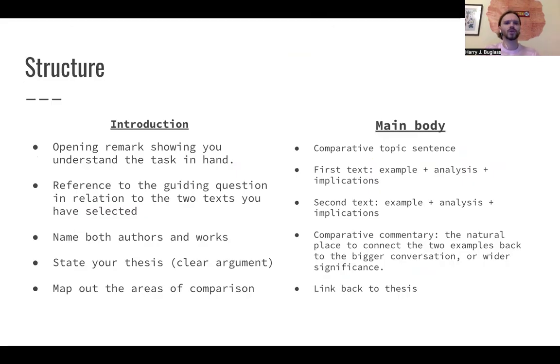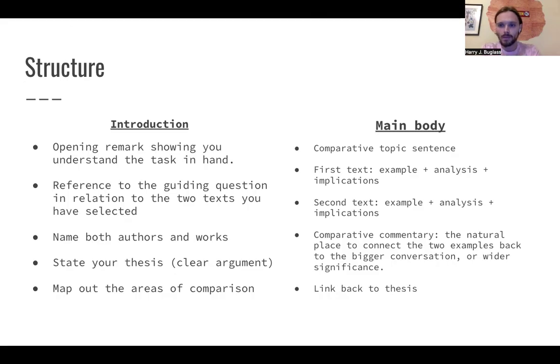An opening remark showing you understand the task in hand, reference to the guiding question, and the two texts you intend to compare and contrast, both the authors and the works. State your thesis and the order, just like paper one and your IO, which is essential, and map out what you're going to do. Tell the reader what to expect. There's no specific structure similar to paper one, but as long as you're ticking all of these boxes and practice, prepare it. It's the easiest one for you to review.